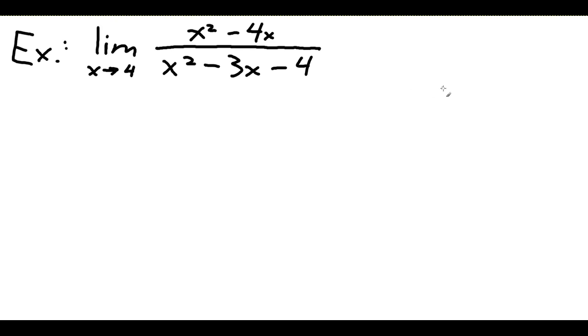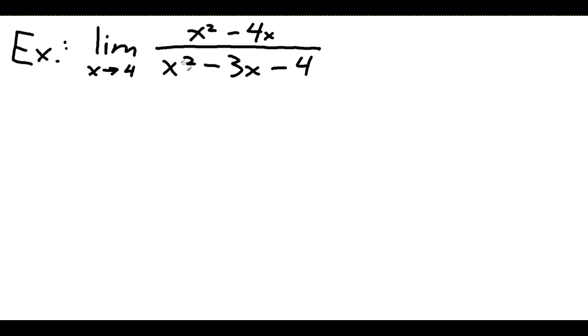where if we have a polynomial or rational function and x is approaching some number in the domain of that function, we can simply substitute it in directly. So let's take a look and see if that applies here. X is approaching 4. In order to see if this is in the domain of this function, we would plug that into the denominator and make sure that we don't get 0.